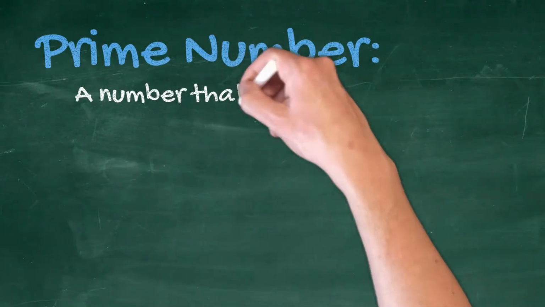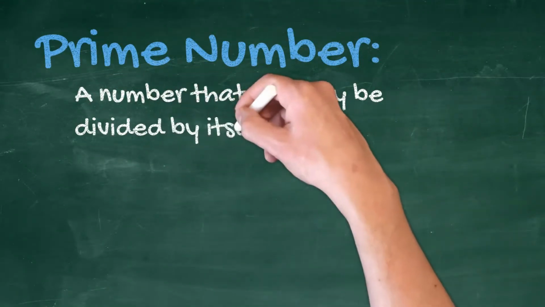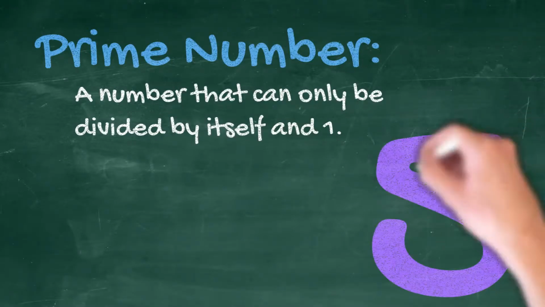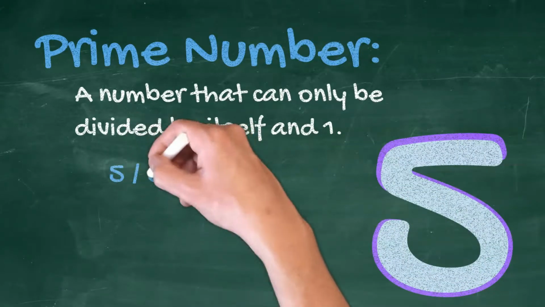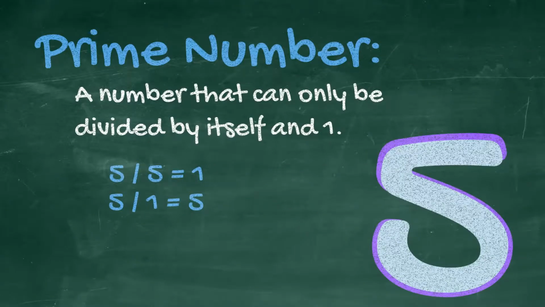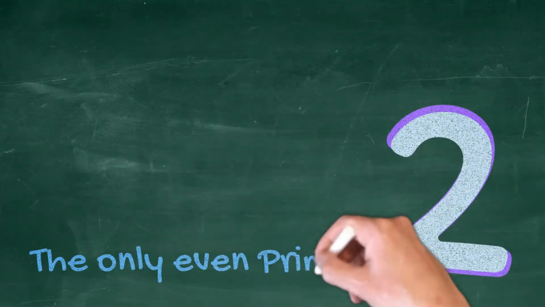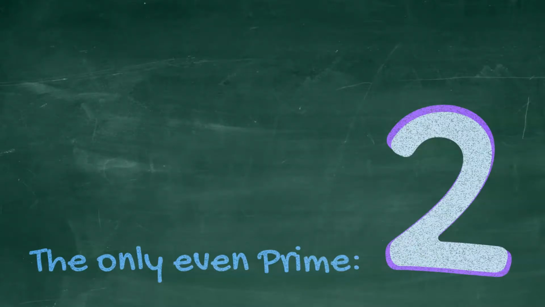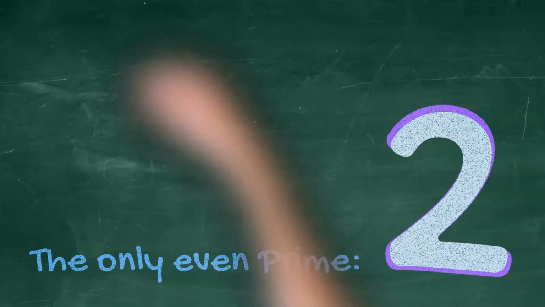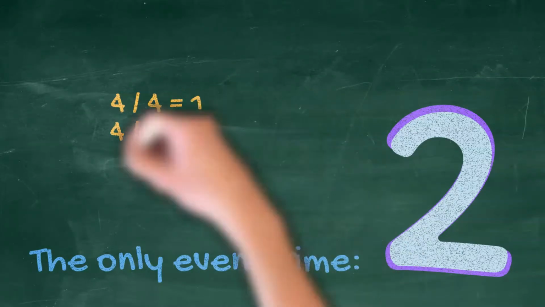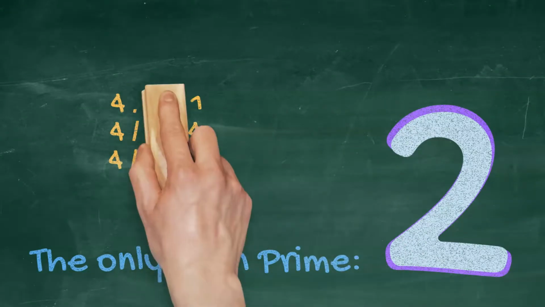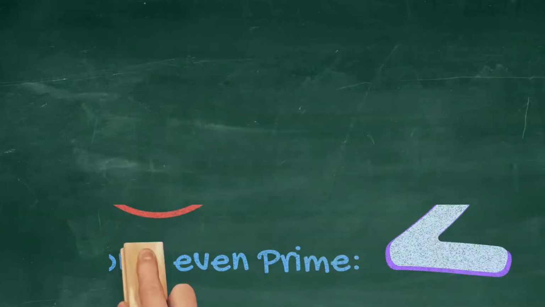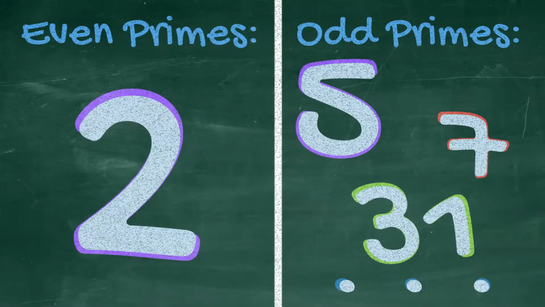We're talking about numbers that can only be divided by that number and 1, like 5. 5 is a prime number because it can only be divided by itself and 1. 2 is also a prime number. In fact, it's the only even prime number. Why? Because every other even number is going to be divisible by at least itself, 1, and 2. So with the exception of 2, all prime numbers are odd.